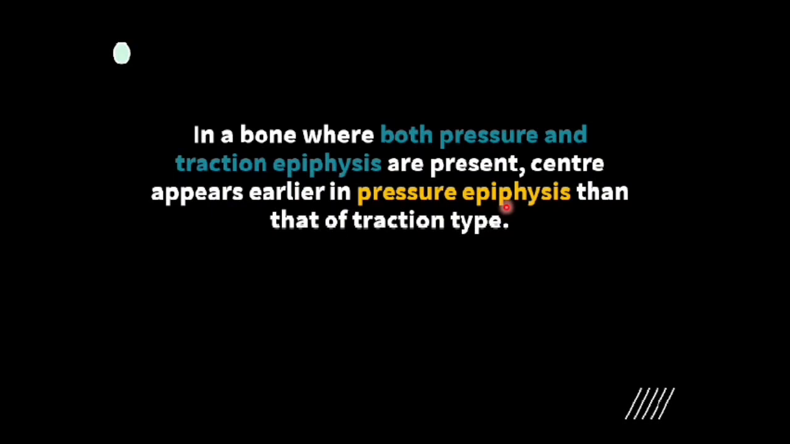Whereas in case of the fibula, you can say the fibula upper end is having the traction epiphysis because of the pull of a muscle known as the biceps femoris muscle. The lower end helps in the weight transmission. So fibula, the upper end is having the traction epiphysis, whereas the lower end is having the pressure epiphysis. So according to what I said initially, if a bone is having pressure and traction epiphysis, the center appears earlier in the pressure epiphysis. That means in case of fibula, the center appears earlier in the lower end, whereas it appears later in the upper end.